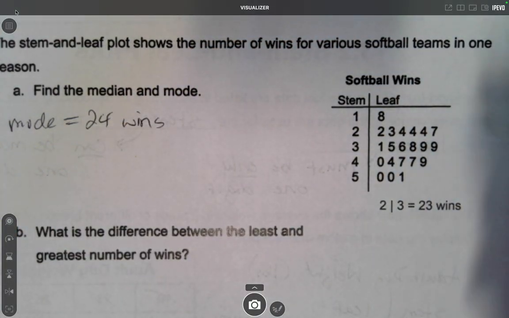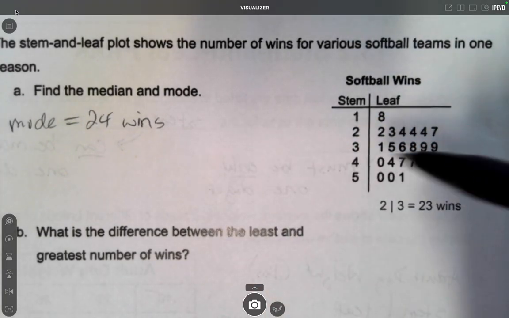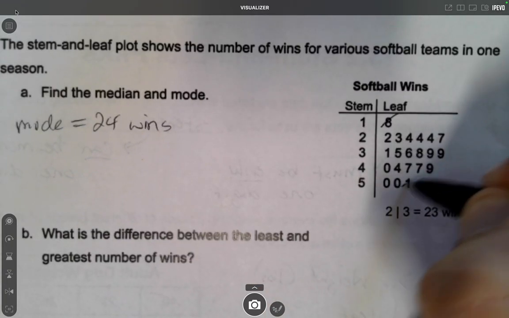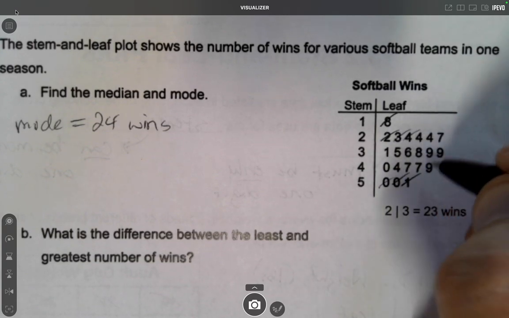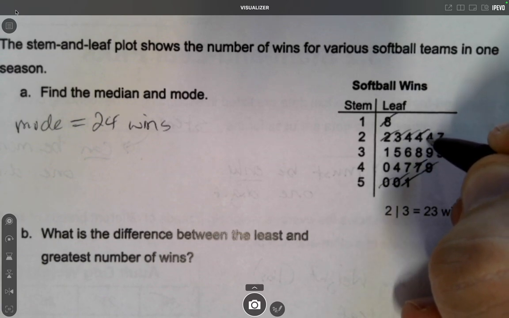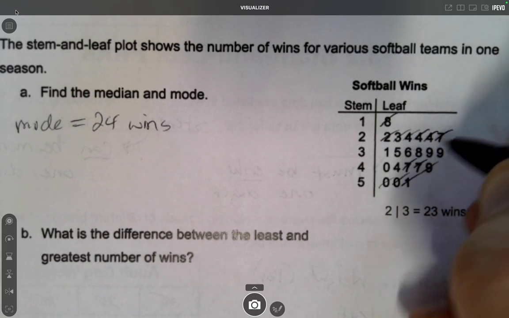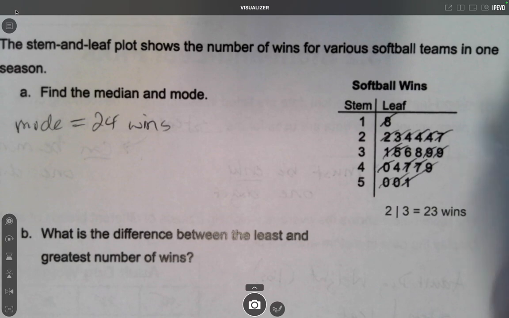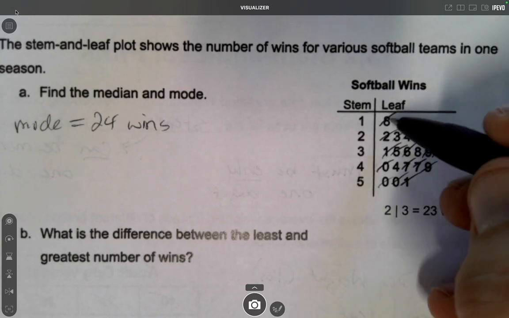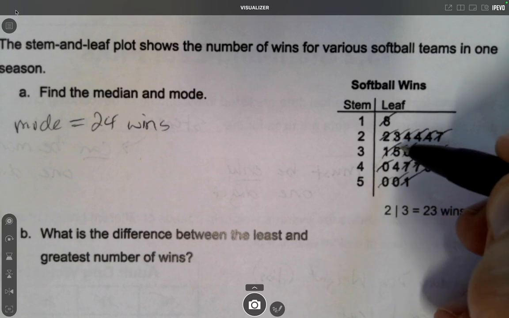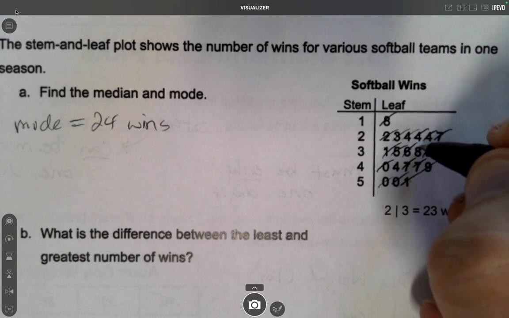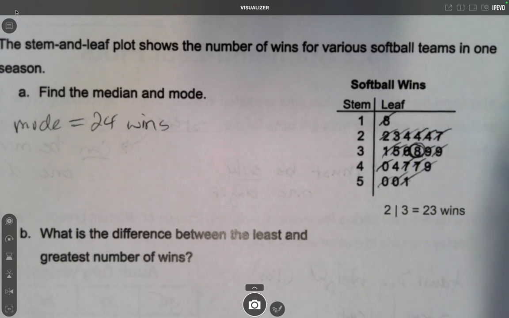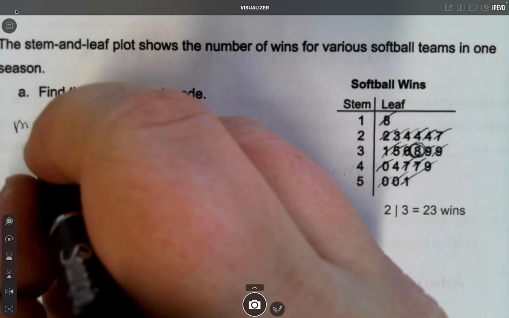Now for the median, I'll do the same thing I did when I did it in a long list horizontally. Cross off the first and the last, first and the last, first and the last, and keep repeating this process. Okay, I got off by 1, I'm sorry. Let's see, 1, 2, 3, 4, 5, 6, 7, 8, 9, 10. 1, 2, 3, 4, 5, 6, 7, 8, 9, 10. Okay, that is correct. So this ends up being the median, which means the median is 38 wins.